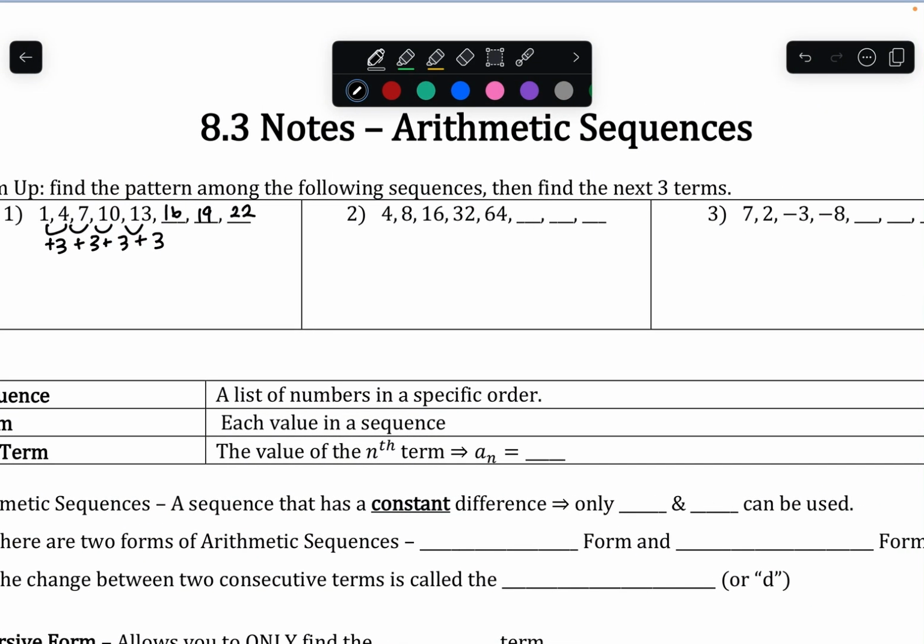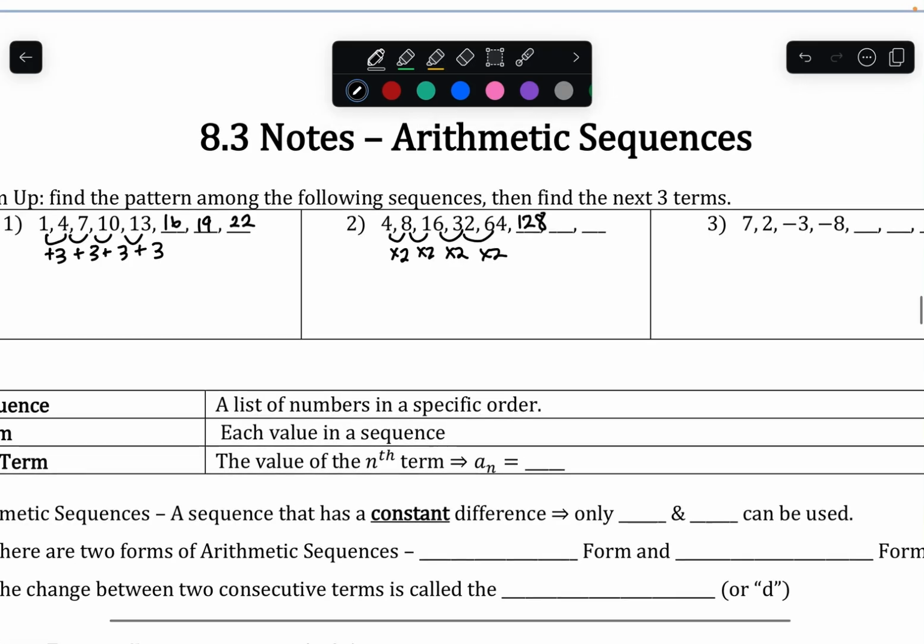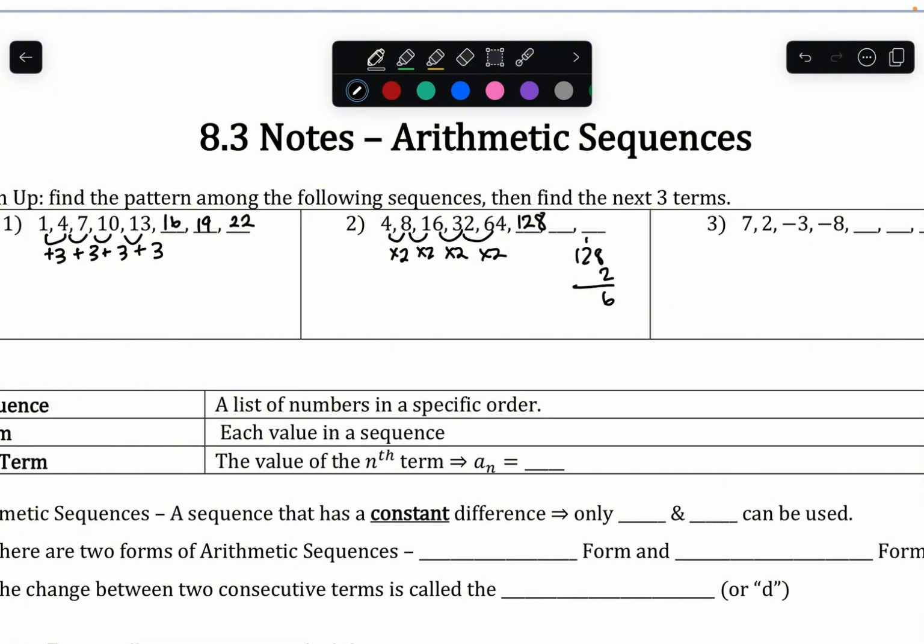Okay, in this next sequence, we're going from 4 to 8, 8 to 16, 16 to 32, 32 to 64. So in this case, we are multiplying by 2 each time. And so that would take us to 128. And then I don't know what 128 times 2 is. 256, and so on.